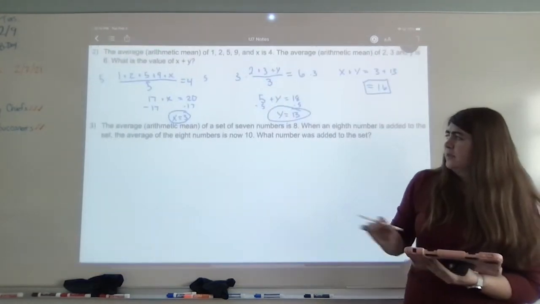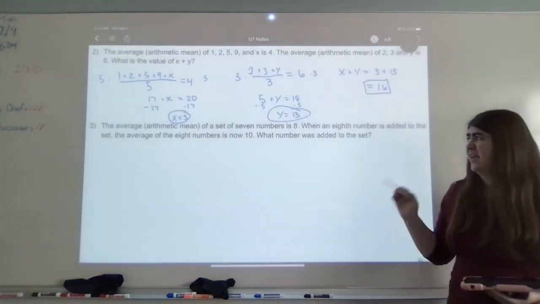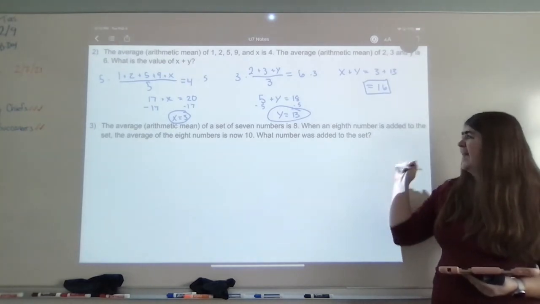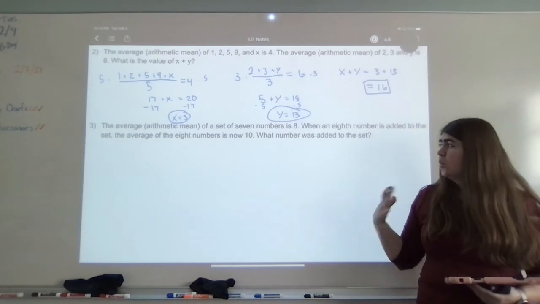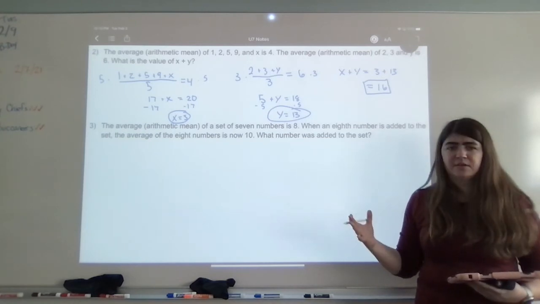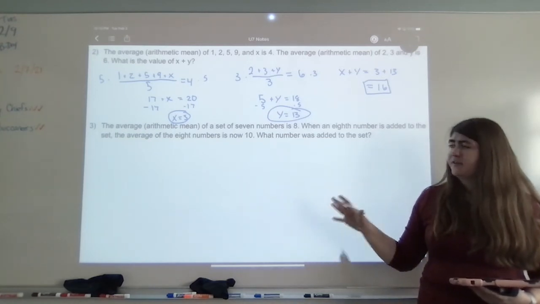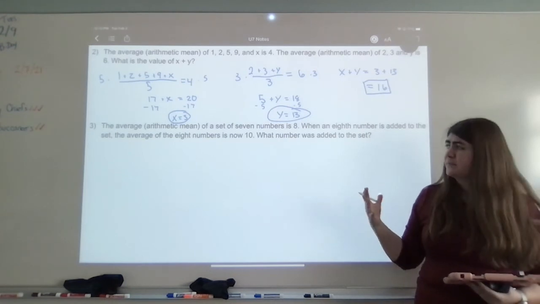Number 3, the average of a set of 7 numbers is 8. When an 8th number is added to the set, the average of the 8 numbers is now 10. What number was added to the set? So in order to calculate this, you have to set that average back up, the mean.